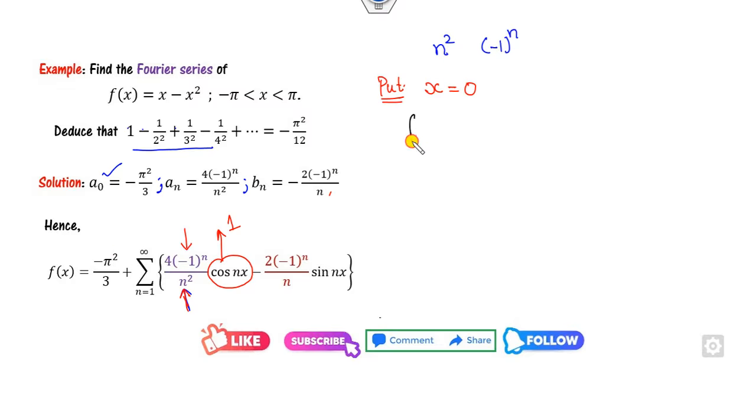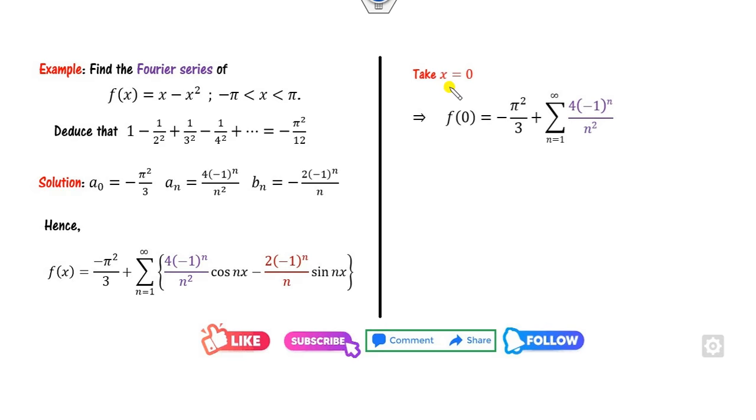Fine. So I can take x is 0. So what is the left hand side? f of 0 equals minus pi square by 3 plus summation n varies from 1 to infinity 4 minus 1 raised to power n over n square. When x is 0, cos 0 is 1. So it is 1. Sin 0 is 0. So it is 0. Fine. So when x is 0, you will get this. What is the value of f of 0? So 0 is a point of continuity.